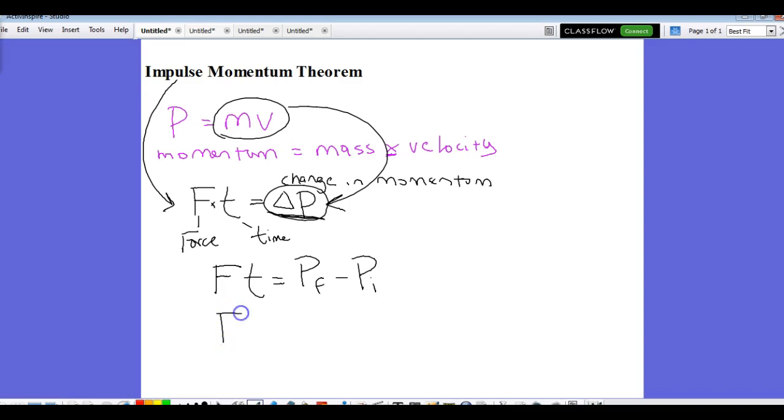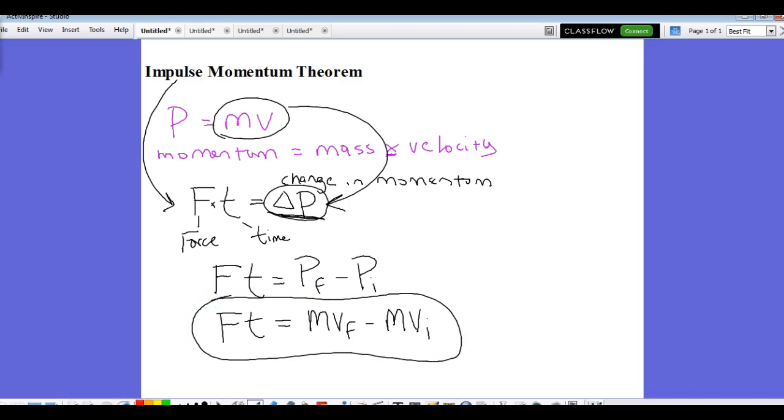So let's go to that next step. Momentum final is also equal to mass times velocity final minus mass times velocity initial. That's really where this equation ends up being useful. If it's just this change in momentum at Ft, it's not really that useful. It's when we get it down to the core of it, mass and velocity, final and initial, that it becomes useful. So I'm now going to show you how you use this equation once you understand where it's coming from. Let's go to the first example problem.